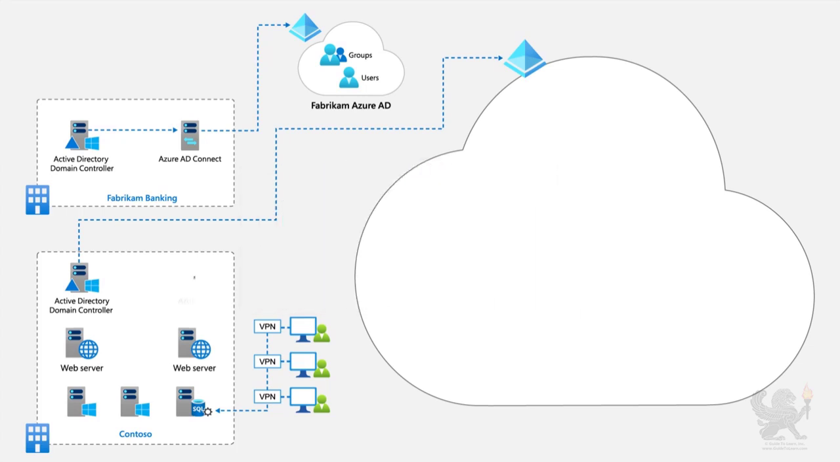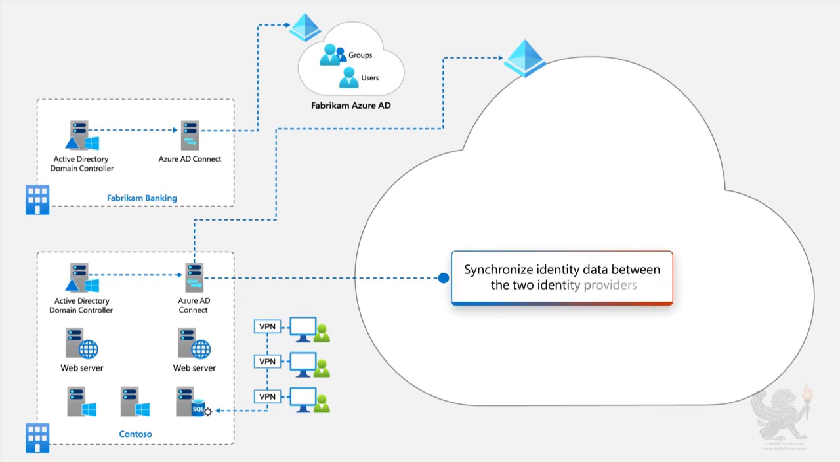Integration between AD/DS and Azure AD is implemented by using Azure AD Connect, which is an application you install on a Windows server with direct connectivity to AD/DS domain controllers and outbound access to Azure AD. The main component of Azure AD Connect is its synchronization service. Its purpose is to synchronize identity data between the two identity providers.